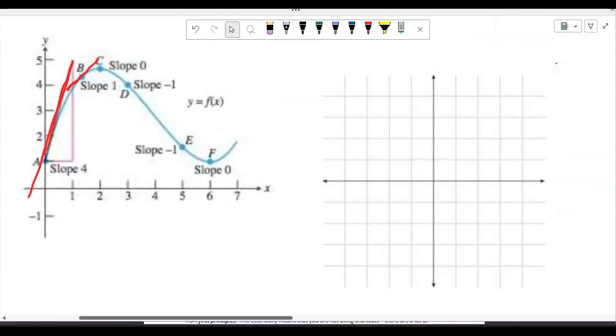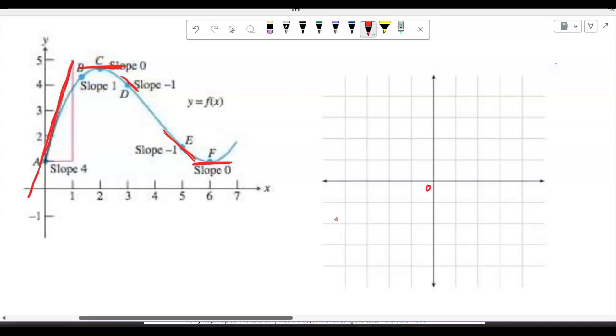The slope at c will be 0, because when you draw a tangent that is horizontal, the slope is 0; the y value doesn't change. Now the slope over here will be minus 1. You have to think of the tangent and just the direction. The slope here is also minus 1, and the slope here is also 0. So that's exactly what you have to do here.